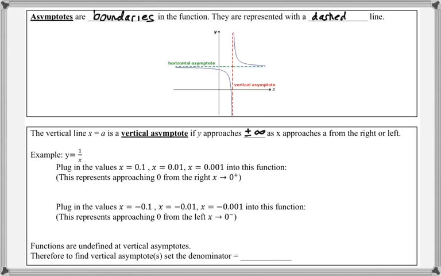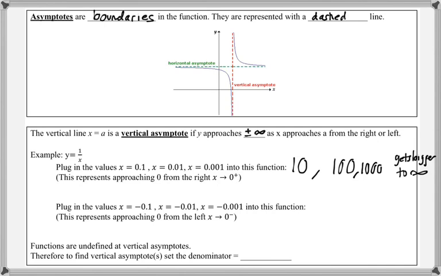As an example, if our function is 1 over x, I want to try plugging in some numbers. If you just take 1 divided by 0.1, then you'll get 10. Then if you do 1 divided by 0.01, you get 100. And then 1 divided by 0.001, you get 1,000. So this is getting bigger, and it will go all the way to infinity. It will just keep getting bigger and bigger and bigger.